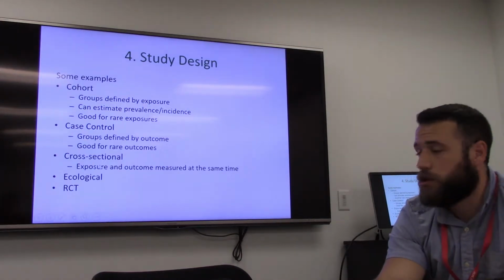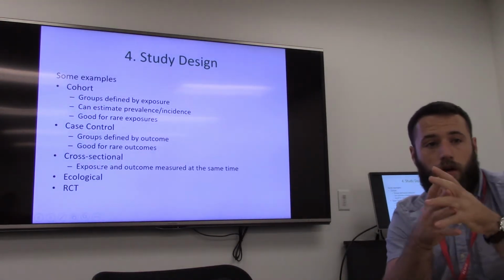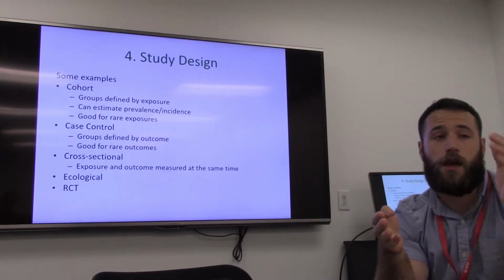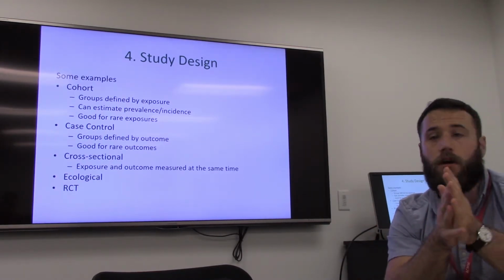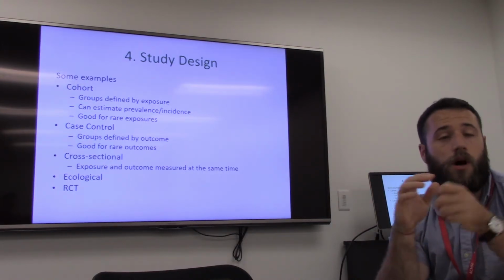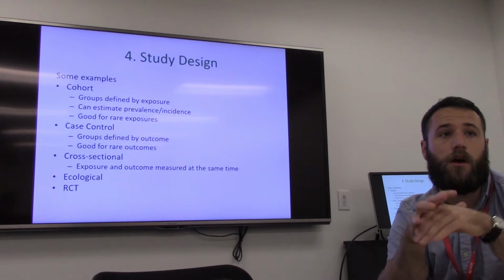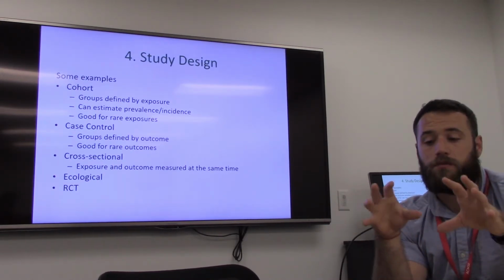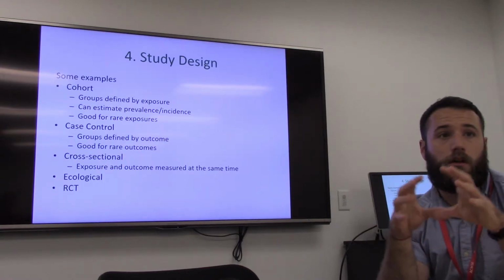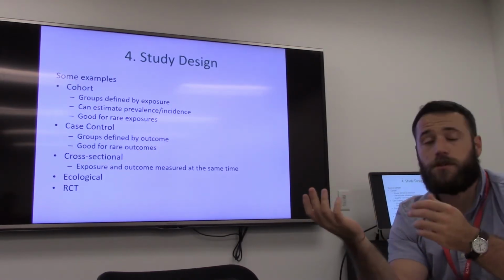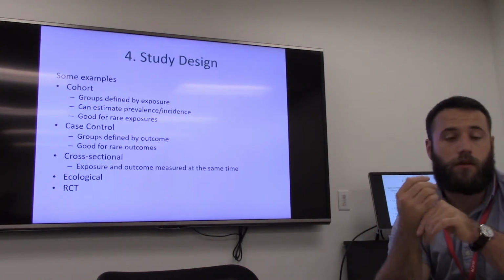Cross-sectional studies are essentially looking at a population at one point in time, and you're measuring the exposure and the outcome at the same time. Ecological studies are looking at populations at a very broad level, nationally or internationally, and looking at exposures associated with broad geographic borders. And there are obviously randomized controlled trials as well, which I think we're all familiar with.